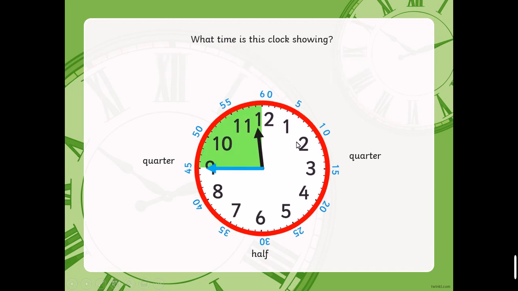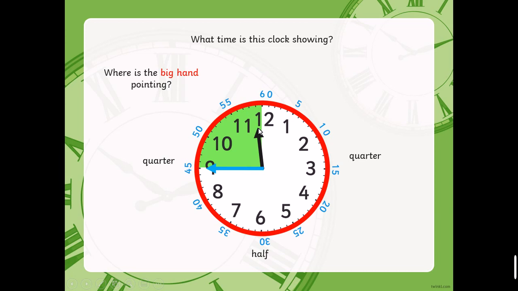Let's have a look here though. So if you have a look here, let's look at the big hand. You can see that it is pointing at the number 9, but it's a quarter of the way to the next hour. So what hour is the little hand nearly on? Well, it's nearly on 12, isn't it? So that's why we say this time would be quarter of an hour to 12. So it's quarter to 12.